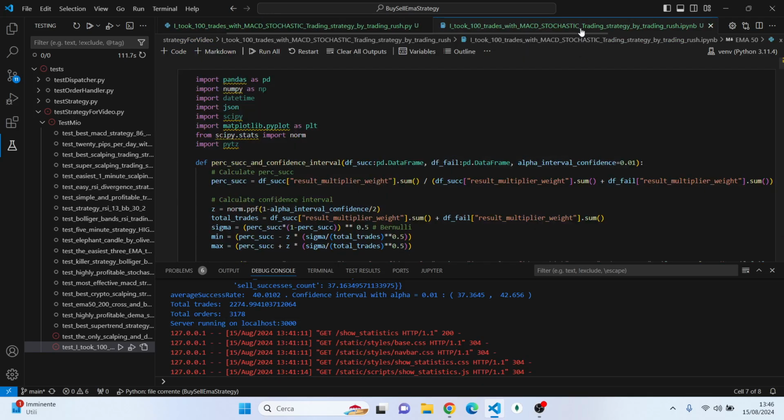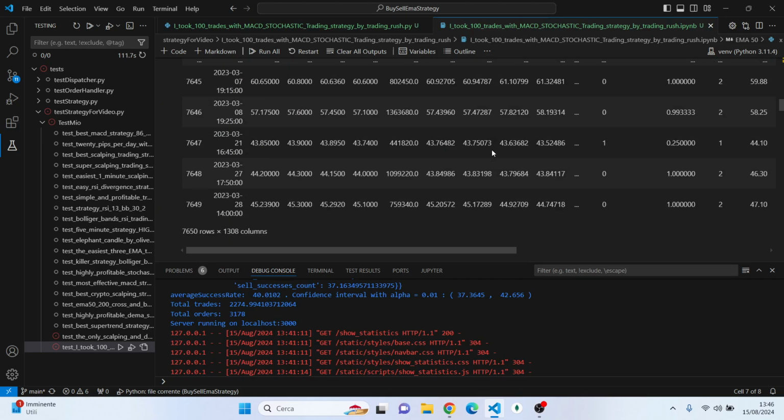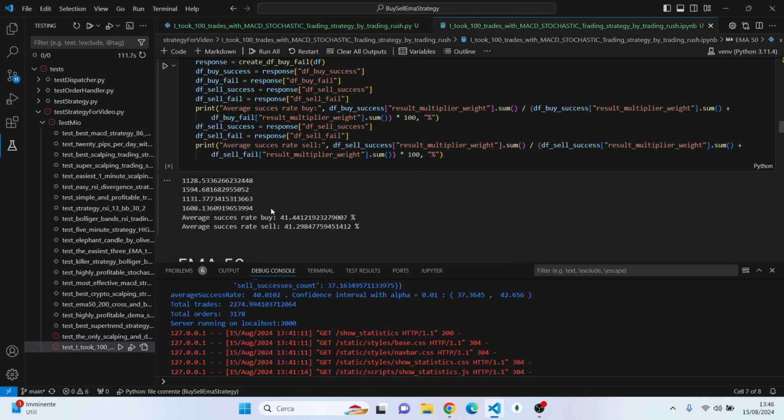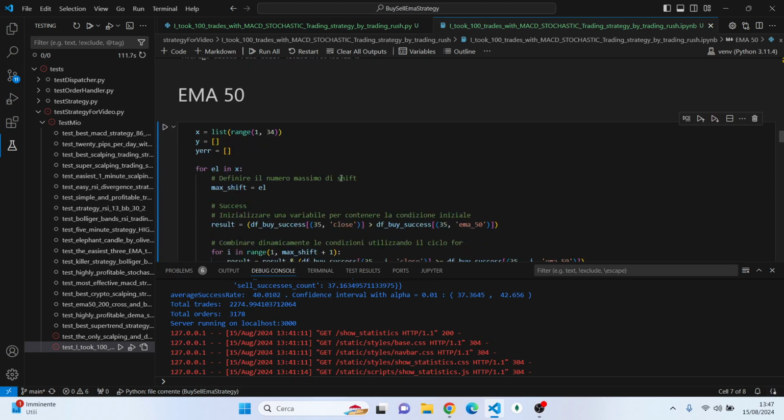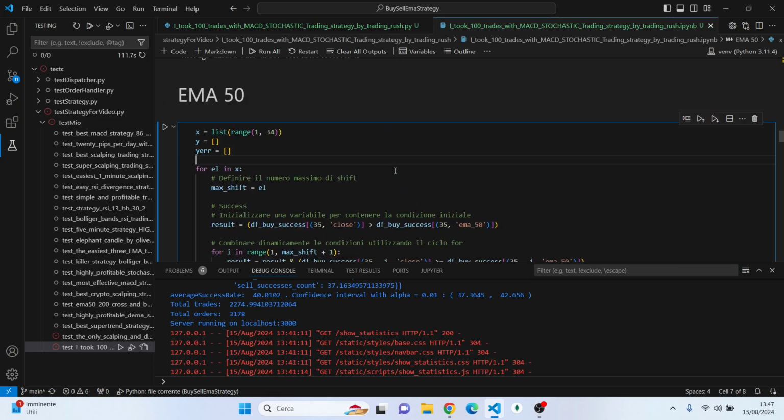So I have already downloaded all the trades that my software took, and the first thing I noticed was that the average success rate is almost the same for buy and sell. So I can't say if this strategy is more bullish or bearish. But the most important criterion that I used today to improve the strategy was to test the EMA 50.